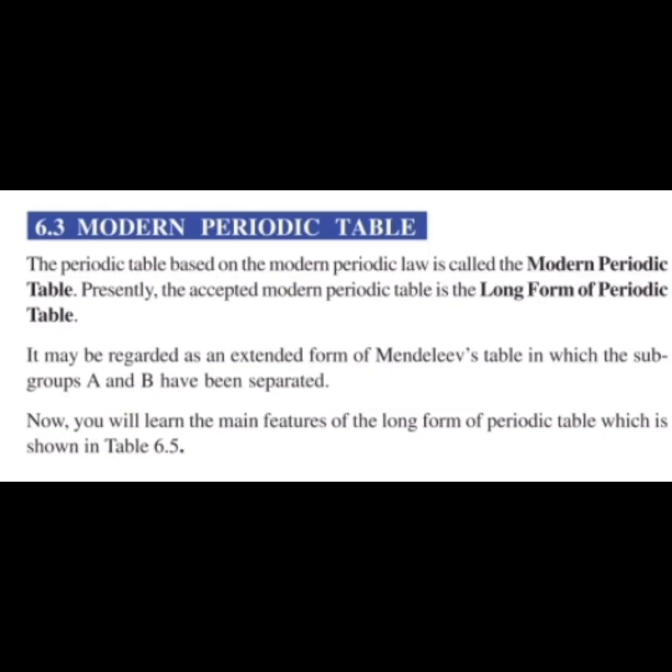6.3 Modern periodic table. So in this picture you can find the modern periodic table which is used even today by the scientists all over the globe. Okay, the periodic table based on the modern periodic law is called the modern periodic table. Presently the accepted modern periodic table is the long form of periodic table. So the below given picture is the modern periodic table which is accepted, and it is a long form of periodic table.